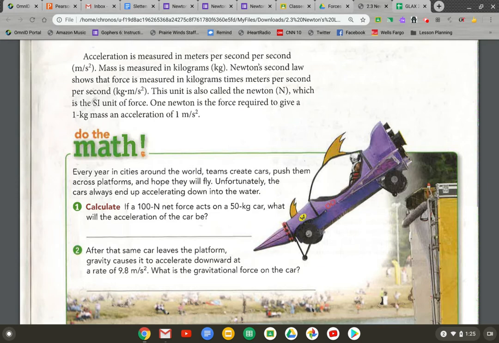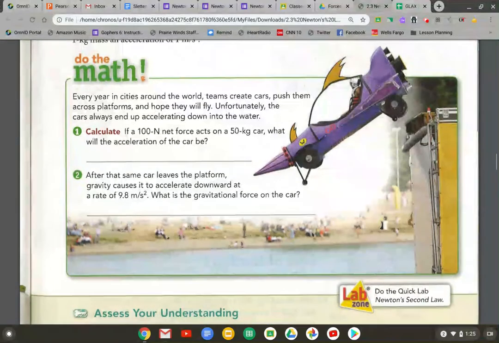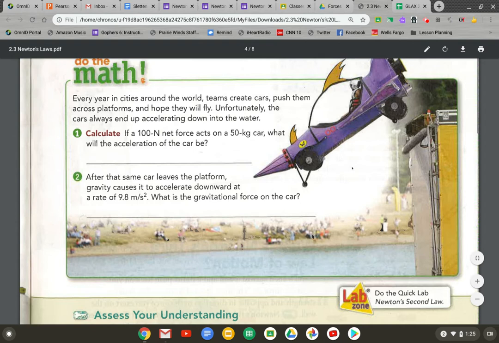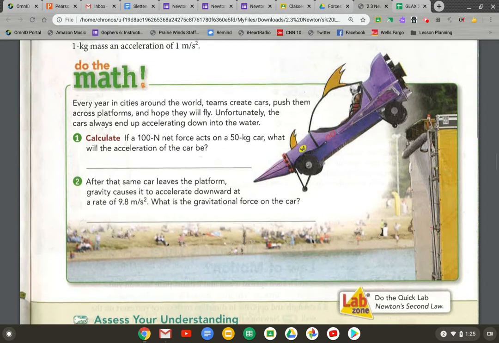Okay? Now let's take a look at the "Do the Math" section and this funky looking car that's going off the edge of this platform. It says every year in cities around the world, teams create cars, push them across platforms, and hope they will fly. Unfortunately, the cars always end up accelerating down into the water. The first question says, if a 100 N net force acts on a 50 kilogram car, what will the acceleration of the car be?